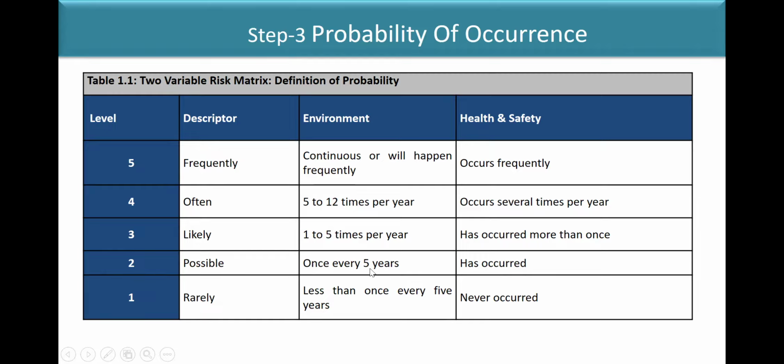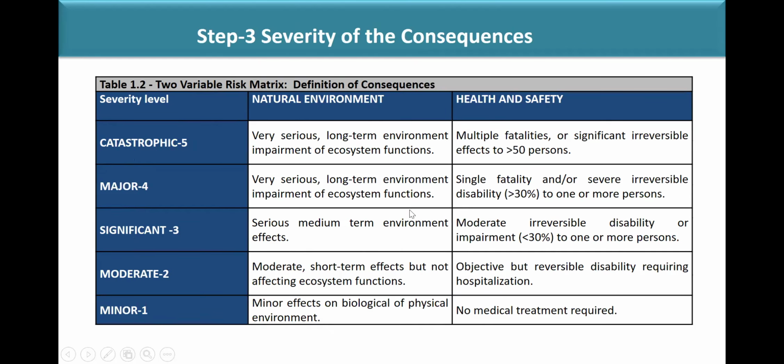Once in 5 years, it will be 2. 1 to 5 times per year, then 3. 5 to 12 times per year, then 4. Continuous, happening year to year, clear? So many times, month to month, week to week, it will be considered 5. Now we are coming to the rating of severity.